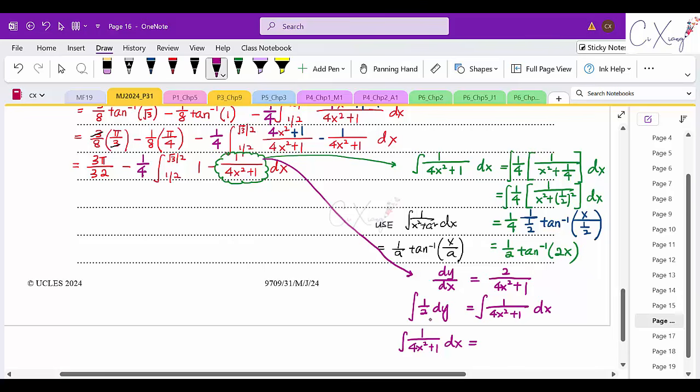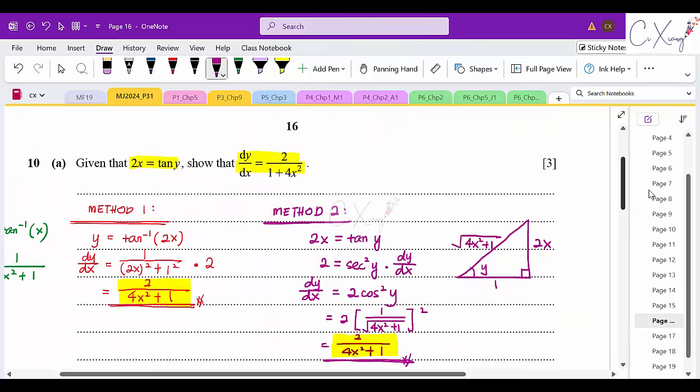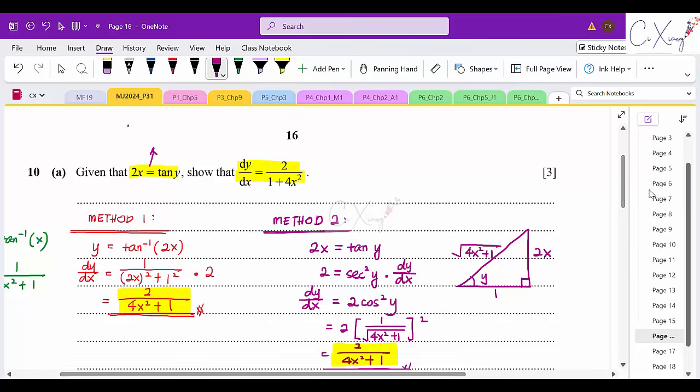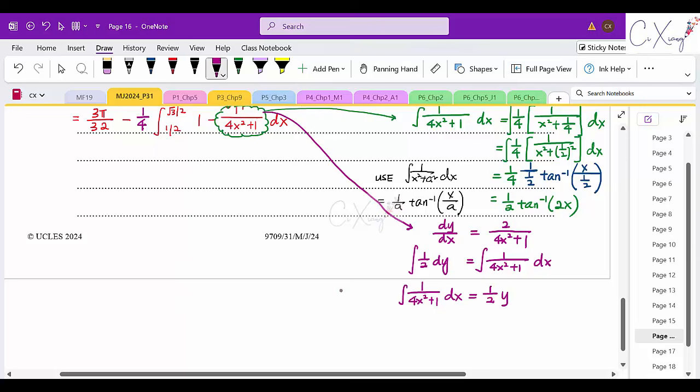For the left hand side here, 1 over 2 dy. Integrate half dy, you'll get half y. And what is the y here? I cannot substitute the term with y into my calculation for the x now, right? So to replace the y, you go back to the question on top again. Here, you know that 2x is equal to tangent y. Therefore, your y is equal to tangent inverse 2x, like what we did just now. So y equals tangent inverse 2x. So that means you go back to the question here, your integration is half tangent inverse 2x.